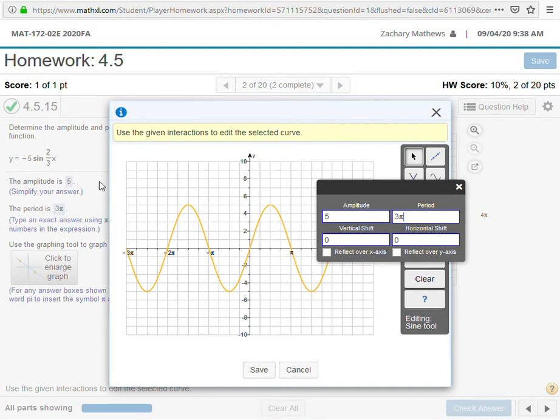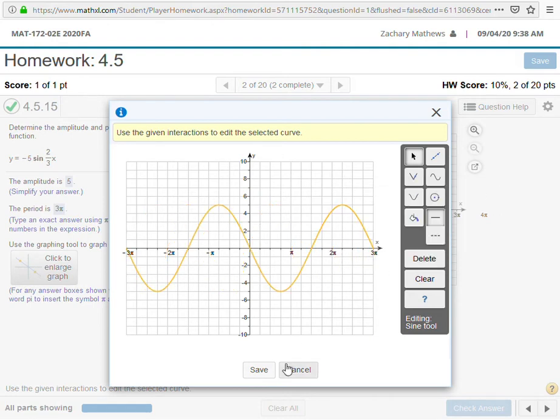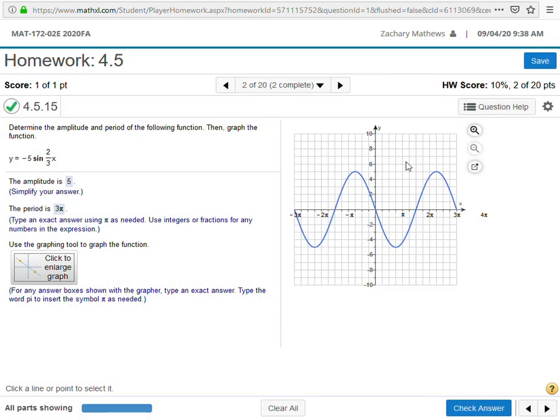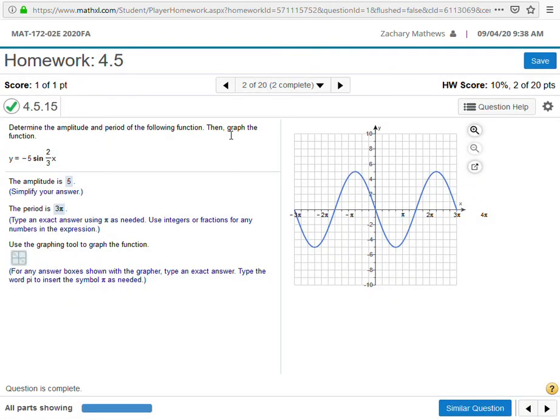The one thing that this does not ask for that I do need to make sure I'm including are any reflections. We have that negative in front of the 5, and that is a reflection about the x-axis. So I'm going to close that. I'm going to make sure that I save my graph, and it should be graphed correctly now. If we'd done this by hand, we should have the exact same picture, and when I do that, I might get the right answer.